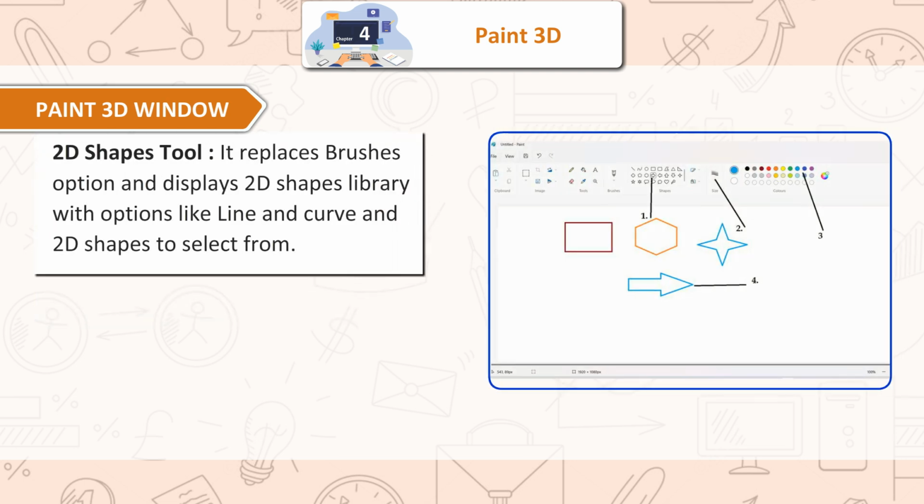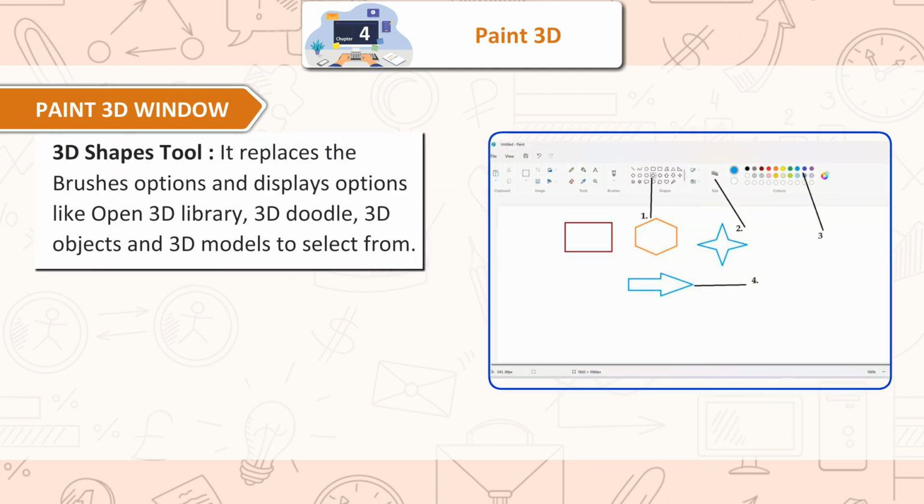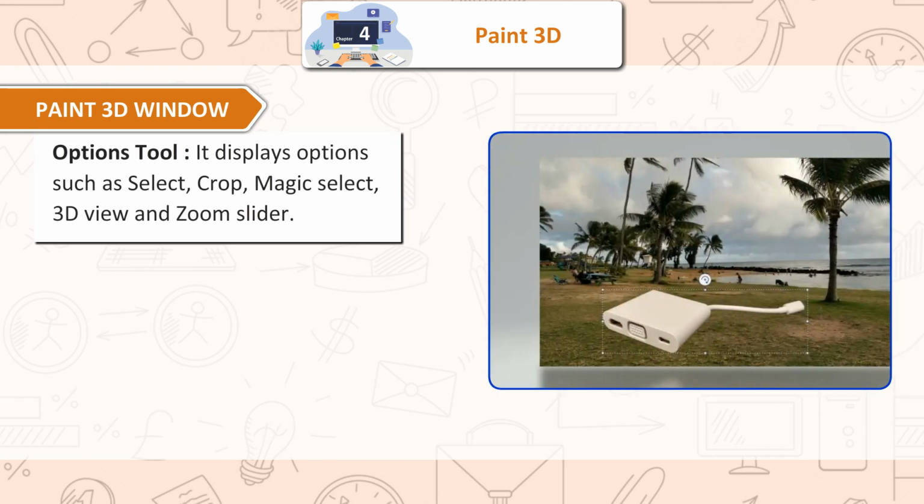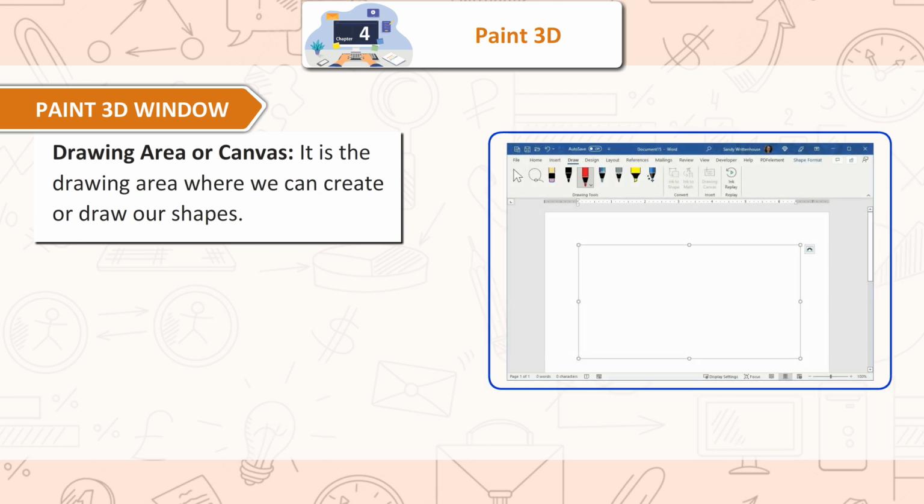2D Shapes tool. It replaces brushes option and displays 2D shapes library with options like line and curve and 2D shapes to select from. 3D Shapes tool. It replaces the brushes options and displays options like Open 3D Library, 3D Doodle, 3D Objects, and 3D Models to select from. Options tool. It displays options such as Select, Crop, Magic Select, 3D View, and Zoom Slider. Drawing area or canvas. It is the drawing area where we can create or draw our shapes.